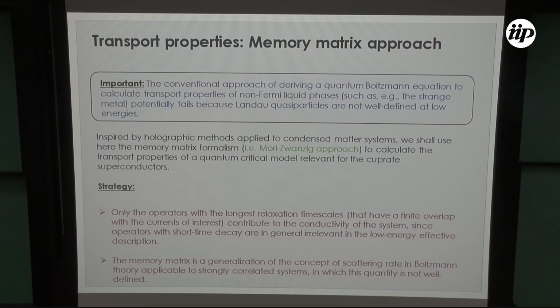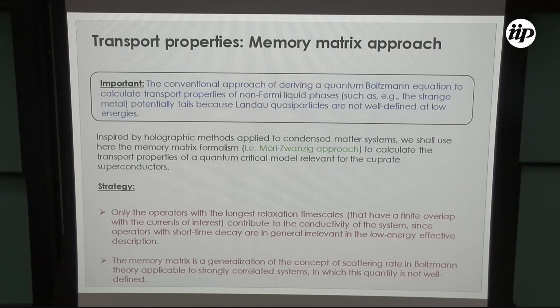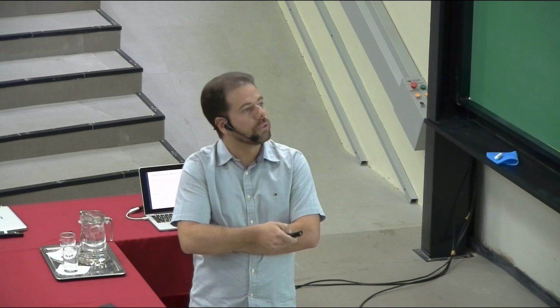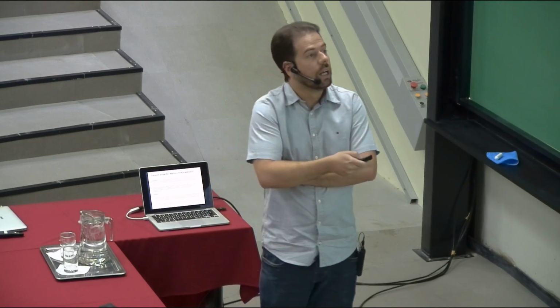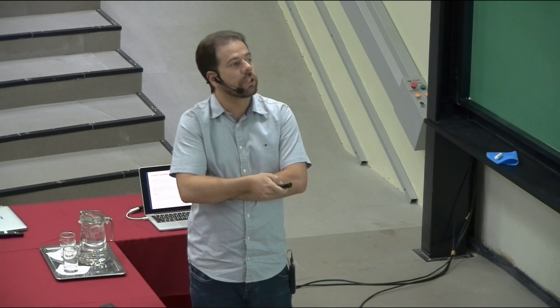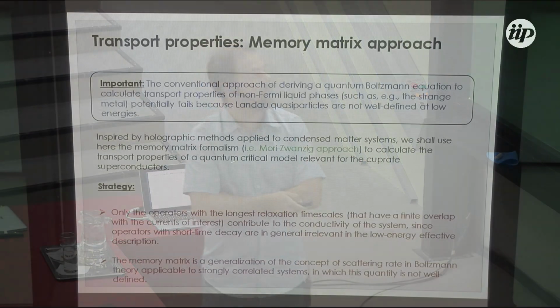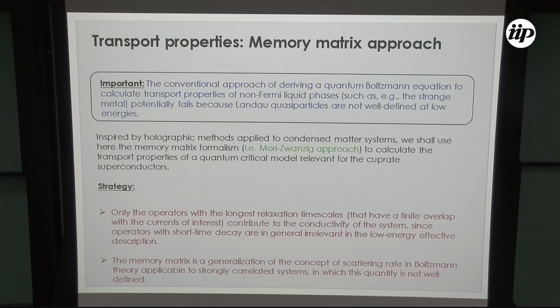So let's start. The formalism that I'm going to use here is the so-called memory matrix formalism. A very important message that I want to convey here is that the conventional approach of deriving a quantum Boltzmann equation to calculate transport potentially fails because the quasiparticles are not well defined in these materials. And so this is the motivation for this method, the Mori-Zwanzig approach to calculate transport.